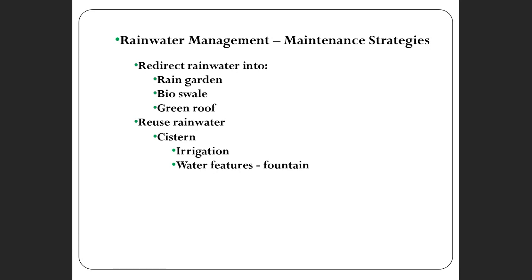We have to operate our cistern, right? Maintain the pumps and controls. Again, at Triton, the water that's stored underneath the parking lot is pumped out and used for irrigating the grounds. Another way that rainwater could be used is in a water feature, a fountain. So again, those things all have to be maintained and operated to meet the intent of the designers and the construction team.